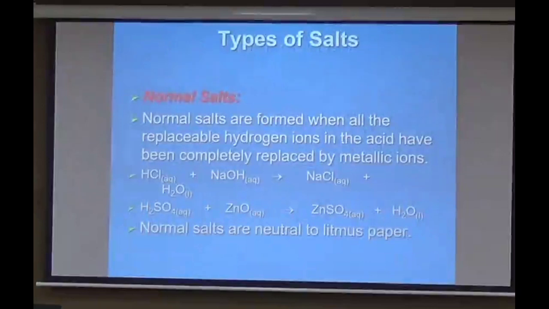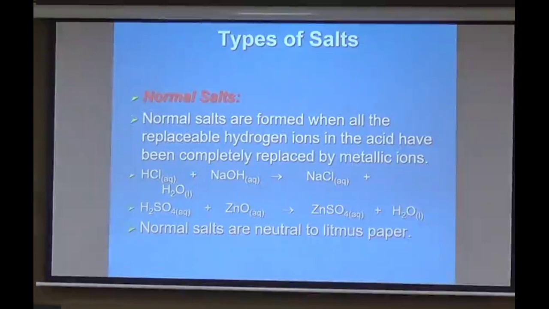Now, next is the types of salts, different categories of salts. First is the normal salts, which are formed when all the replaceable hydrogen ions in the acid have been replaced by metallic ions, like sodium hydroxide reacting with hydrochloric acid to form sodium chloride. Sodium chloride here is normal salt. Why do we call it a normal salt?